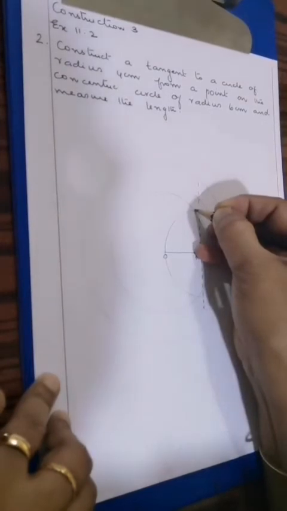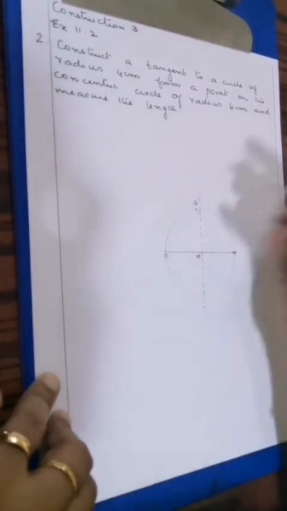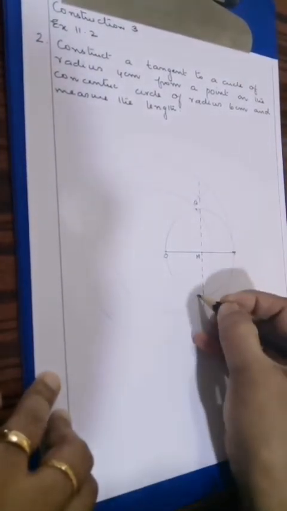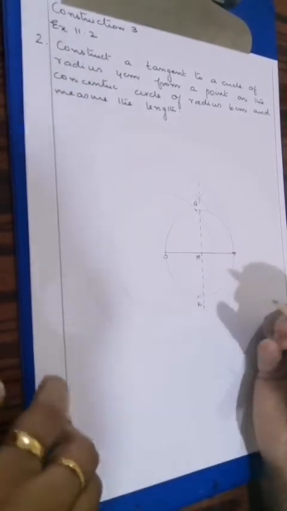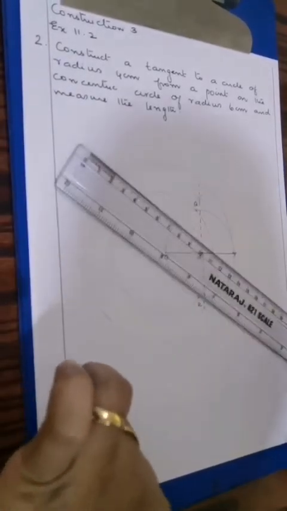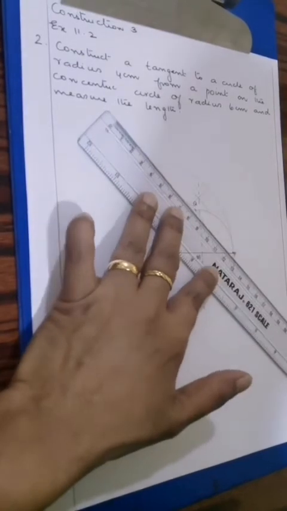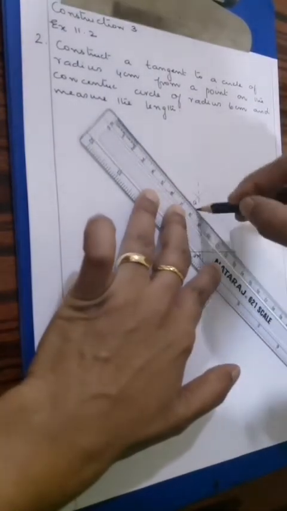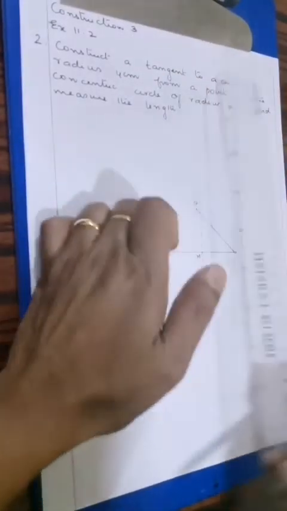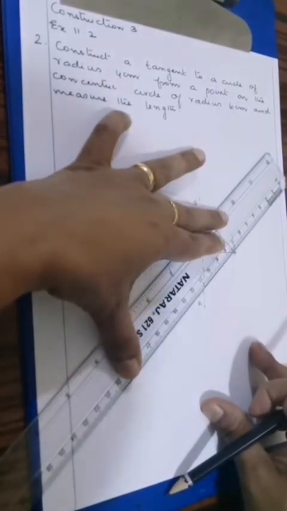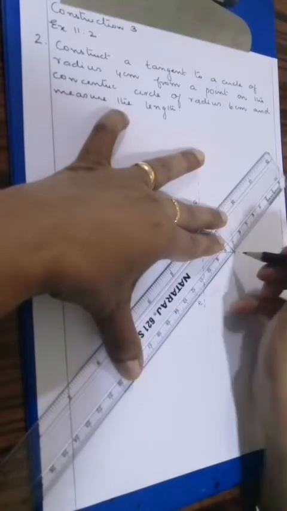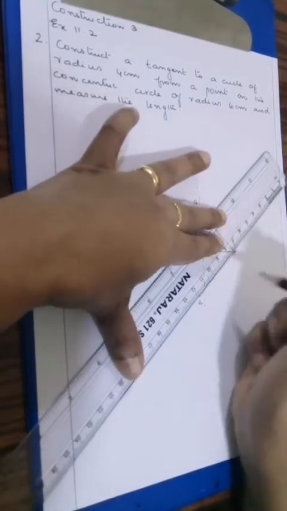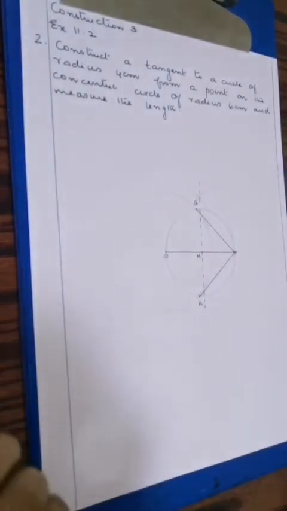Q and R. Join PQ and PR, which will be the required tangents.